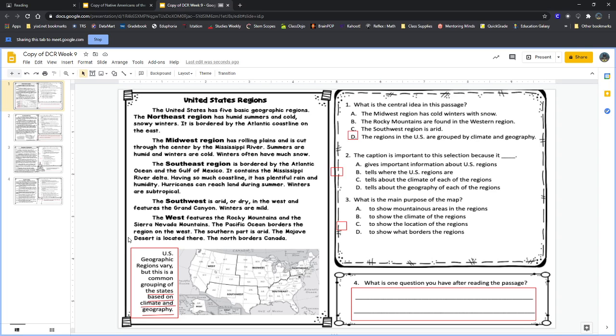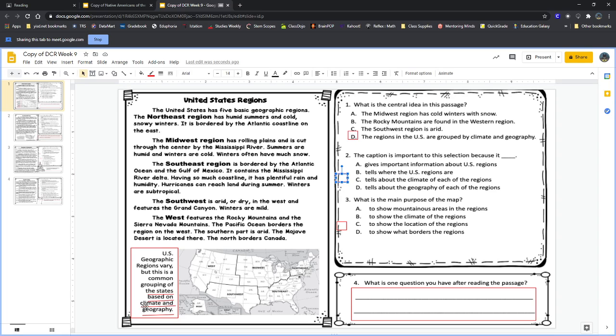So does it tell me where the mountains are and where the rivers are and where the lakes are? No. No. So it doesn't tell me about the geography. So it's either A, B, or C then. Gives important information about U.S. region. Tells where the U.S. regions are, or tells about the climate of each of the regions. If I don't want to pick D, what answer choice seems like the best one? A, B, or C? What is this telling us?